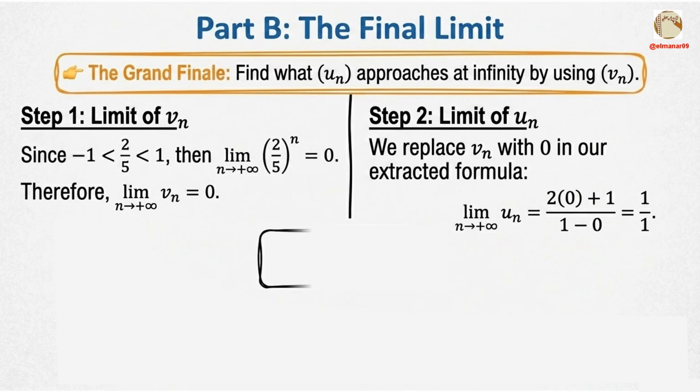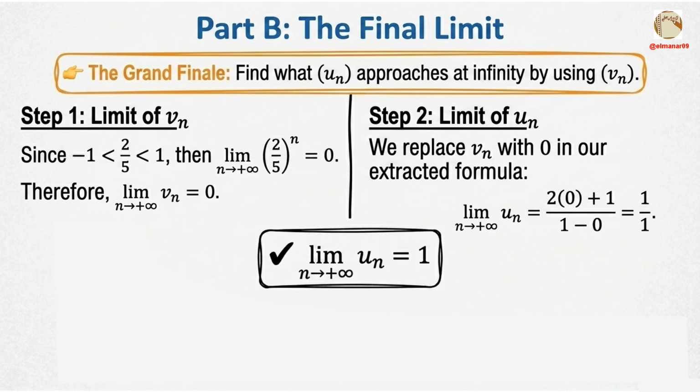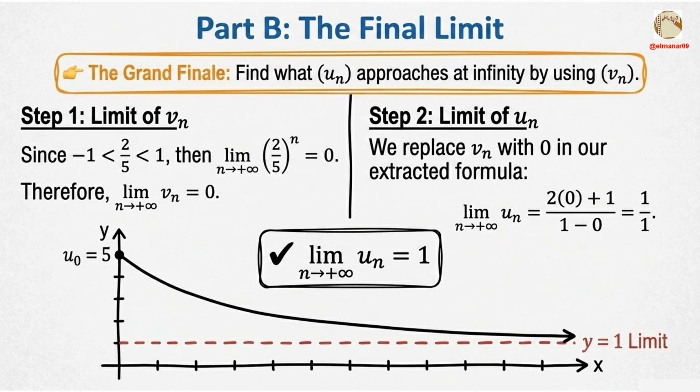Look at the graph. The sequence starts at U0 equals 5 and slides down, getting closer and closer to the line y equals 1, but never crossing it. We have mathematically predicted the infinite future of this sequence.